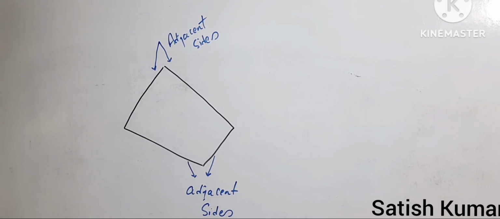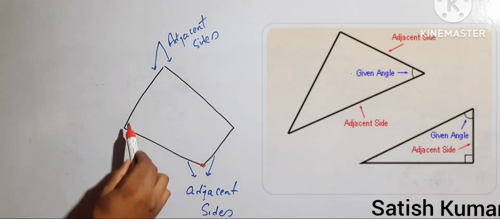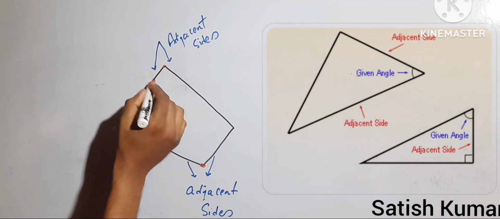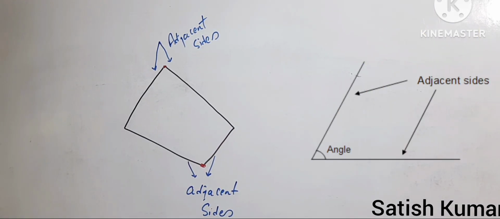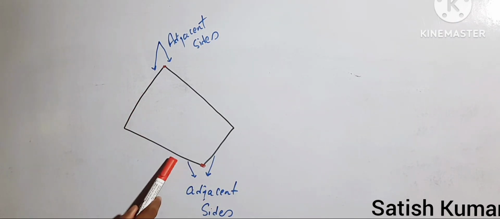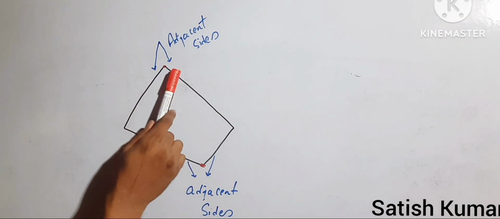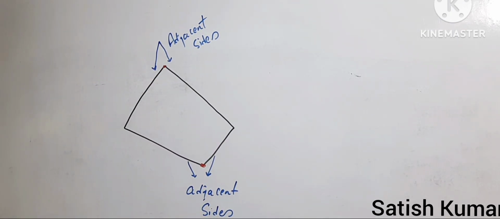Somewhere I have written adjacent sides. This is a common vertex for this one and this one, and this is a common vertex for this one, so it will have a common vertex, an endpoint you can say. Which one is common? This point is common for these two sides, so they are adjacent. For these two, this is common, so they are adjacent. According to that, see the diagram.